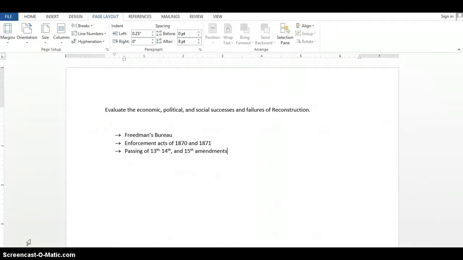Now you can see here that I've added a few points that I might make in my paper, and basically these points fall under successes or failures of Reconstruction, but I haven't divvied them out into political, social, or economic categories yet. We'll save that for a bit later. But basically this first step is intended just to pour out all the ideas that you might have, kind of like if you poured out a box of crayons before you picked which color you were going to use.